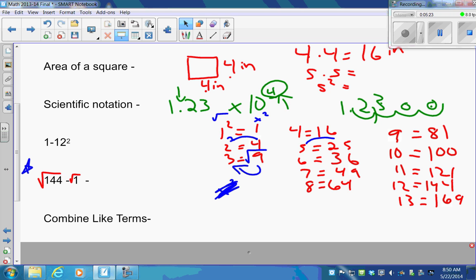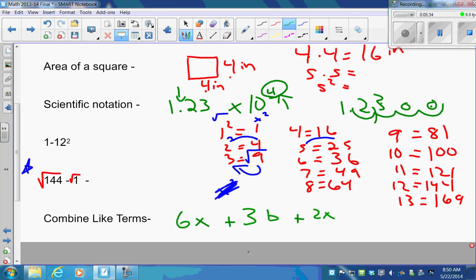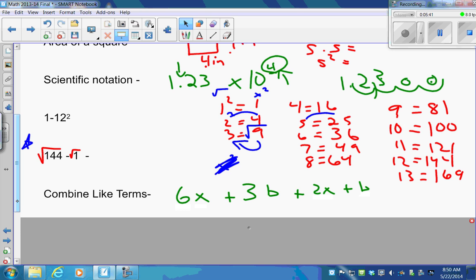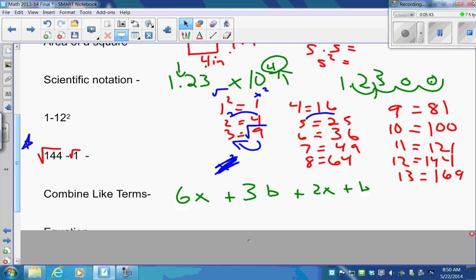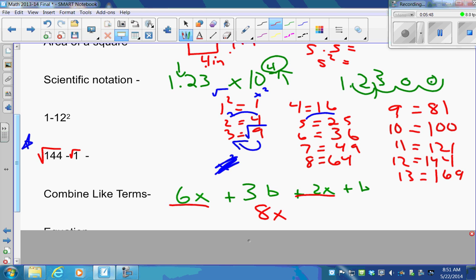Next piece is combining like terms. Combining like terms is when you have terms that are similar. So let's say I had 6x and 3b plus 2x plus b. If I have that and there is no equal sign, I just combine my like terms. So combine what's alike. On this one, my x's are alike, so I have 8x. And my b's are alike, so I have 1b plus 3b. That is 4b. That would be my answer.